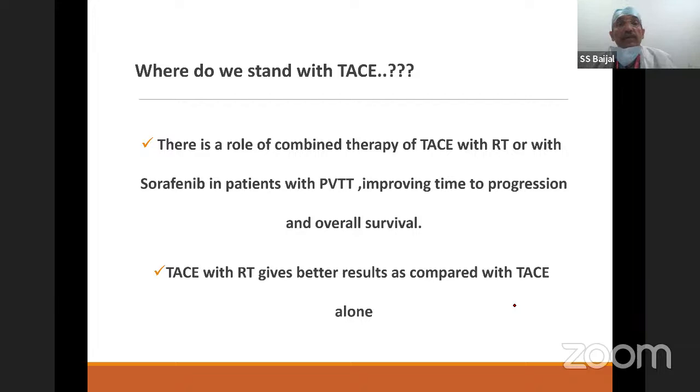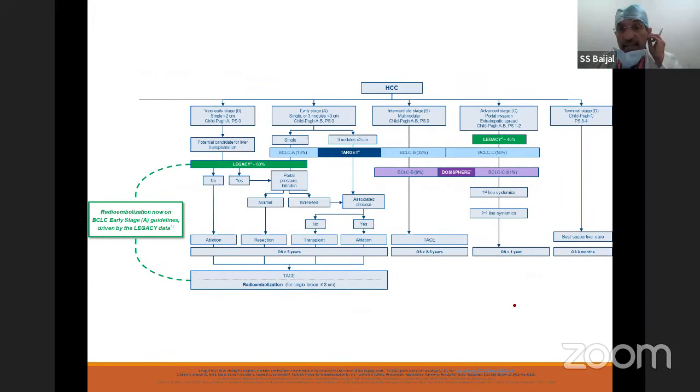Which brings us to the analysis of data of Y90. And I think that the LEGACY study is the study which has brought in the role of Y90 in the BCLC classification. And interestingly, 40% of patients in the LEGACY study group were those patients with advanced HCC. However, they were all there because they had a poor performance status, because one of the inclusion criteria upfront was absence of portal vein invasion.